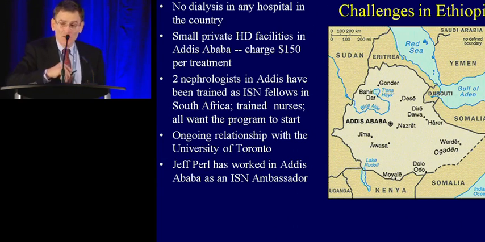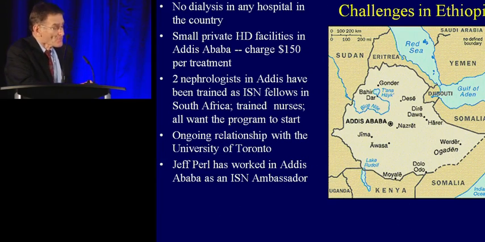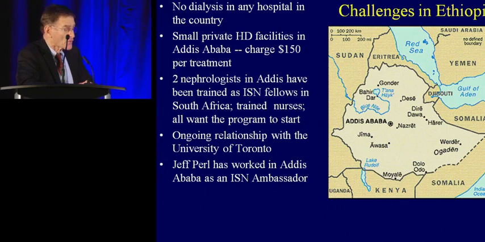But not all programs are successful, and Ethiopia has been one of our big challenges. In Ethiopia, there is no dialysis in any hospital in the country, and that applies even now. There are some small private hemodialysis facilities in Addis Ababa, and they charge $150 per treatment, which is obviously unaffordable by almost everybody, except for the very, very few. We've trained 2 nephrologists in Addis, who have been trained as ISN fellows in South Africa, and we've trained nurses as well. There's an ongoing relationship with the University of Toronto and actually with Seattle, Washington as well. Jeff Pearl, I think you know, has worked in Addis as an ISN ambassador.